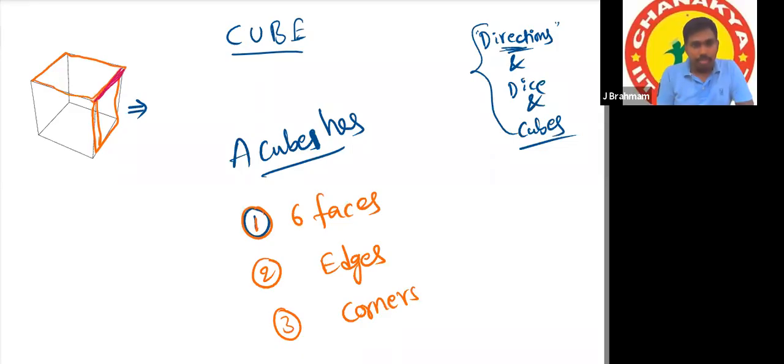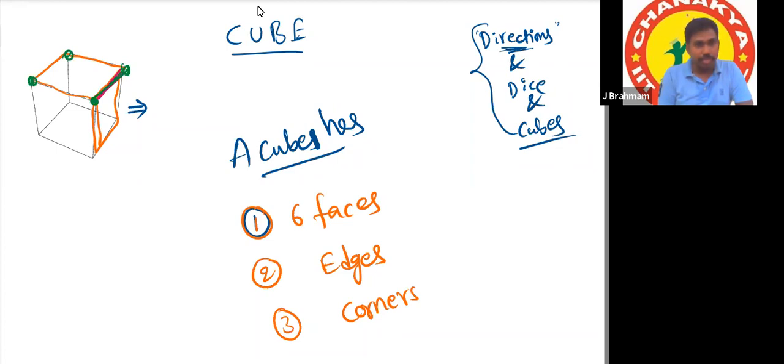Okay. The line joining two faces is called an edge. The line joining three faces is a corner. This is a corner. So how many corners are there in total? On the top there is 1, 2, 3, and then 4.